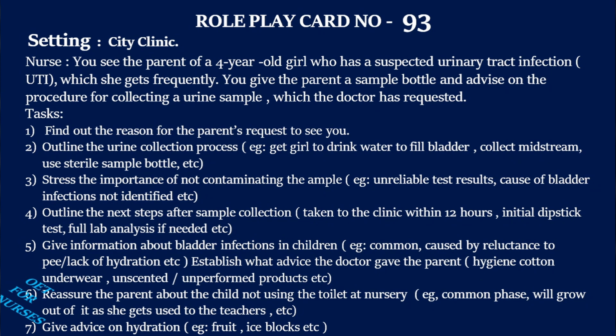Sixth one says, reassure the parent about the child not using the toilet at nursery. Example: common, will grow out of it as she gets used to the teacher. Last one says, give advice on hydration, fruit, ice blocks, etc. Now let's begin the role play.